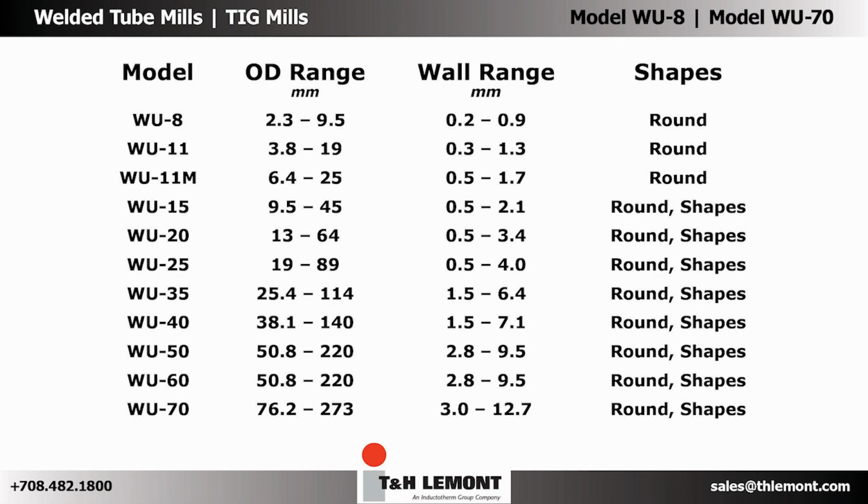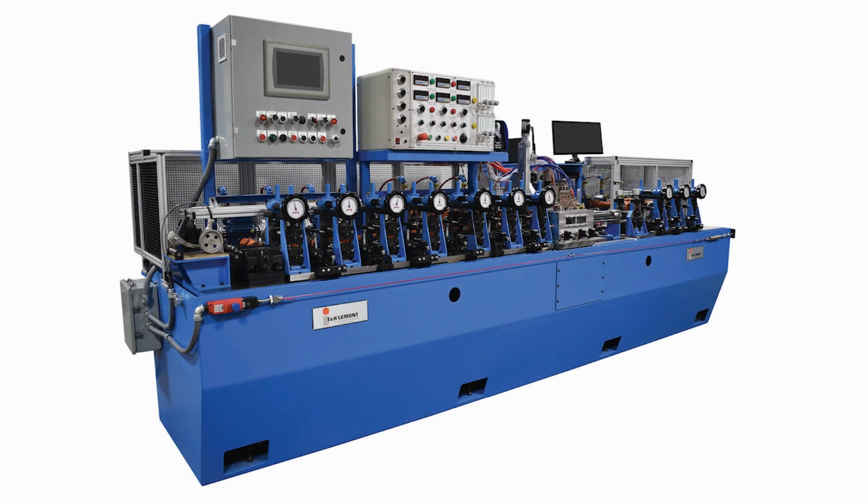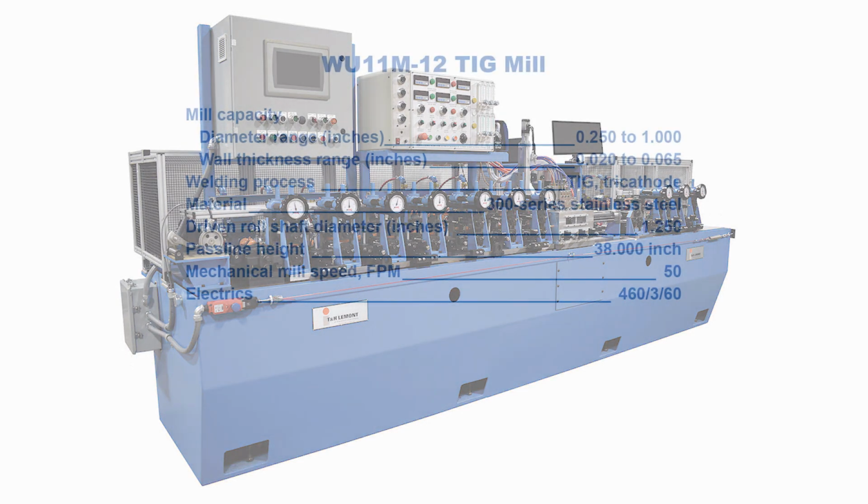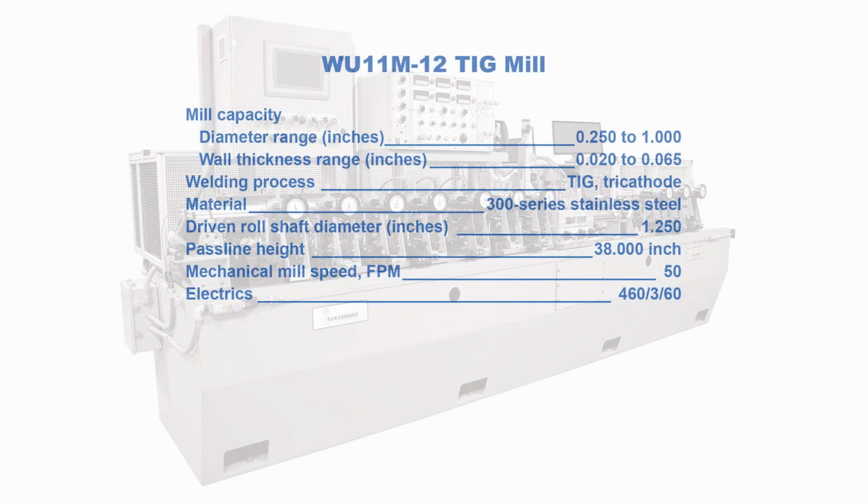This video, which is an overview of the components and features of T&H Lamont's TIG mills, is based on model WU11M-12, which produces tube or pipe in diameters from 1/4 inch to 1 inch, with wall thicknesses from 20 thousandths of an inch to 65 thousandths of an inch.